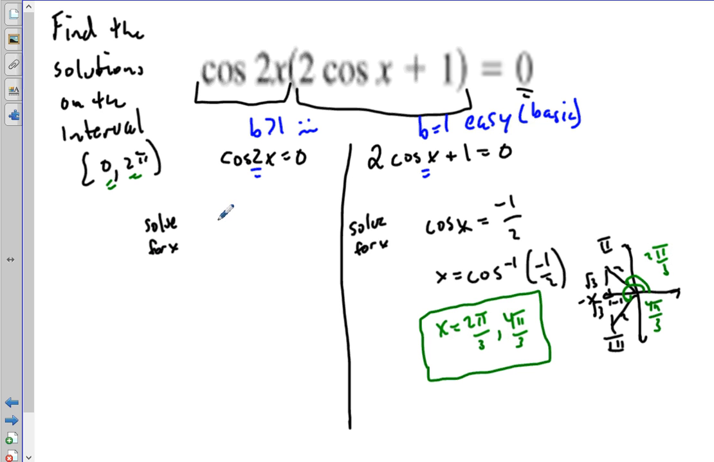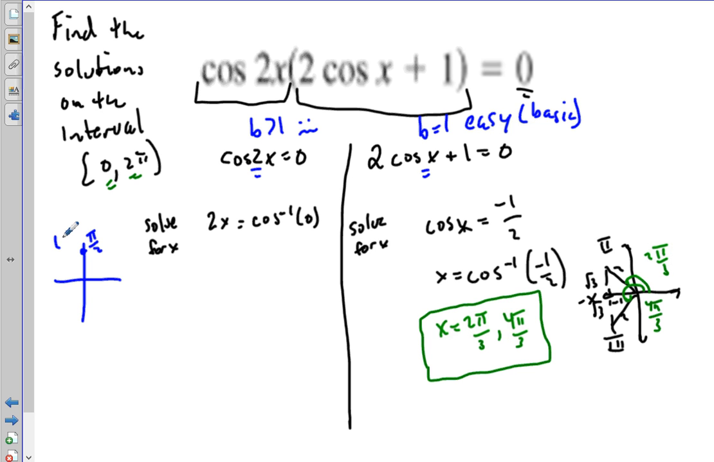In order to solve for x, we're going to first take the inverse cosine. So 2x equals inverse cosine of 0. Now on this side, our inverse cosine of 0, cosine of 0 is where? Here, okay, at pi over 2, right?